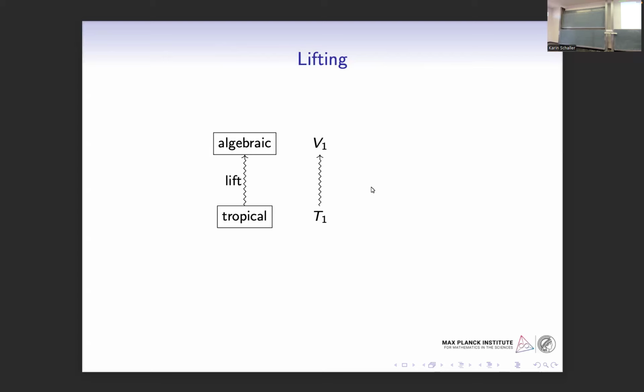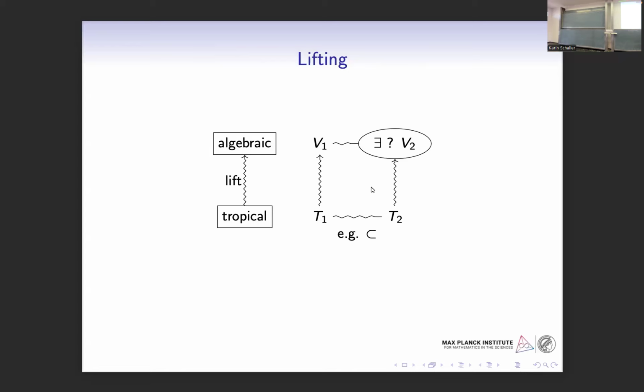So maybe we can make the question more interesting or more concrete if we say, hey, what if I have two tropical varieties that are in a certain relation to each other? So maybe they're contained in each other, or in our example, they're bitangent or tangent. I fix a lift of the first one, V1. And now I'm asking, can I find an algebraic variety that is a lift of the second, T2, that satisfies the same relation on the algebraic variety?